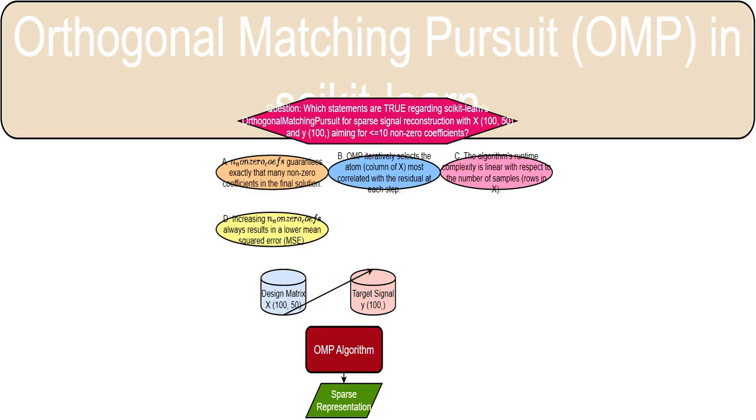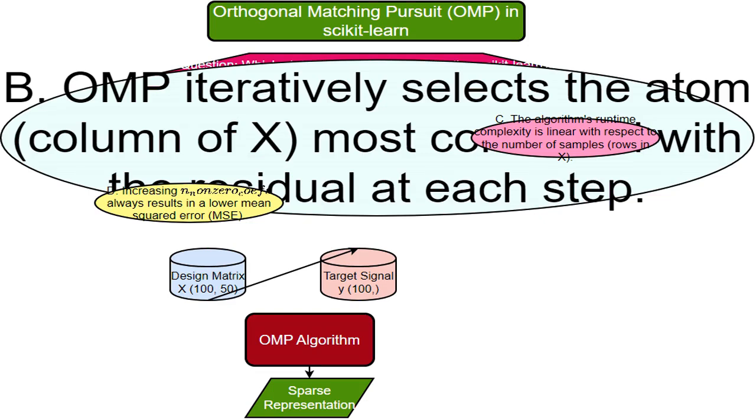The parameter n_nonzero_coefs in OMP sets a limit on the number of non-zero coefficients in the solution, not a guarantee. It's like saying, I want at most 10 ingredients in my recipe, but you might end up using fewer if you can achieve a good result with less. This statement is correct. OMP works step by step. It looks at each column, called an atom, in the design matrix and picks the one that's most helpful in improving the prediction at each step.